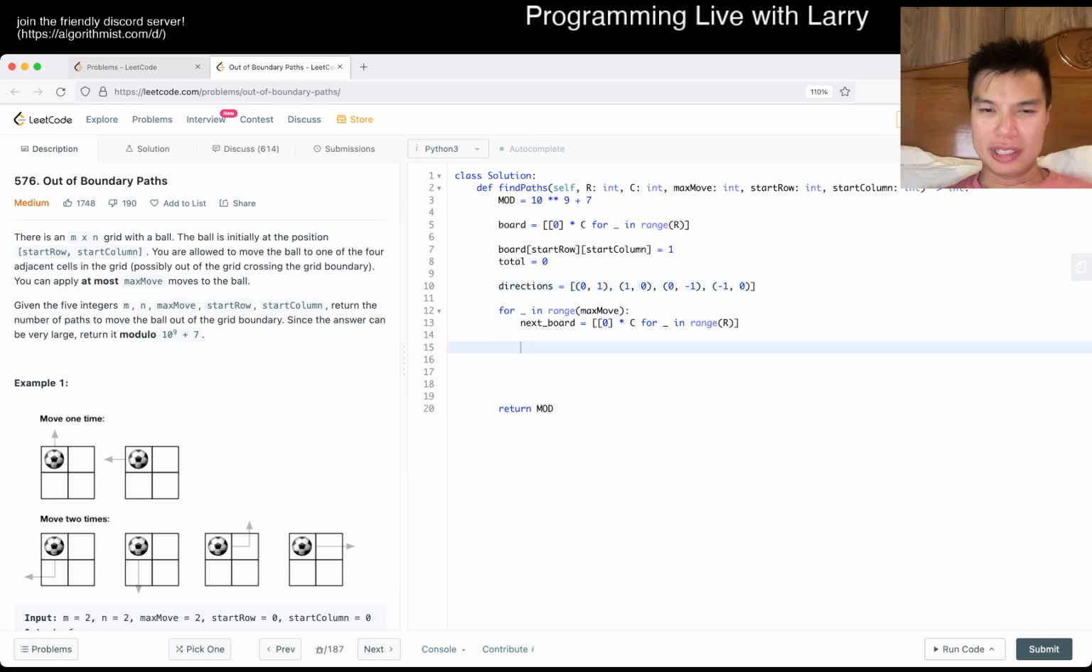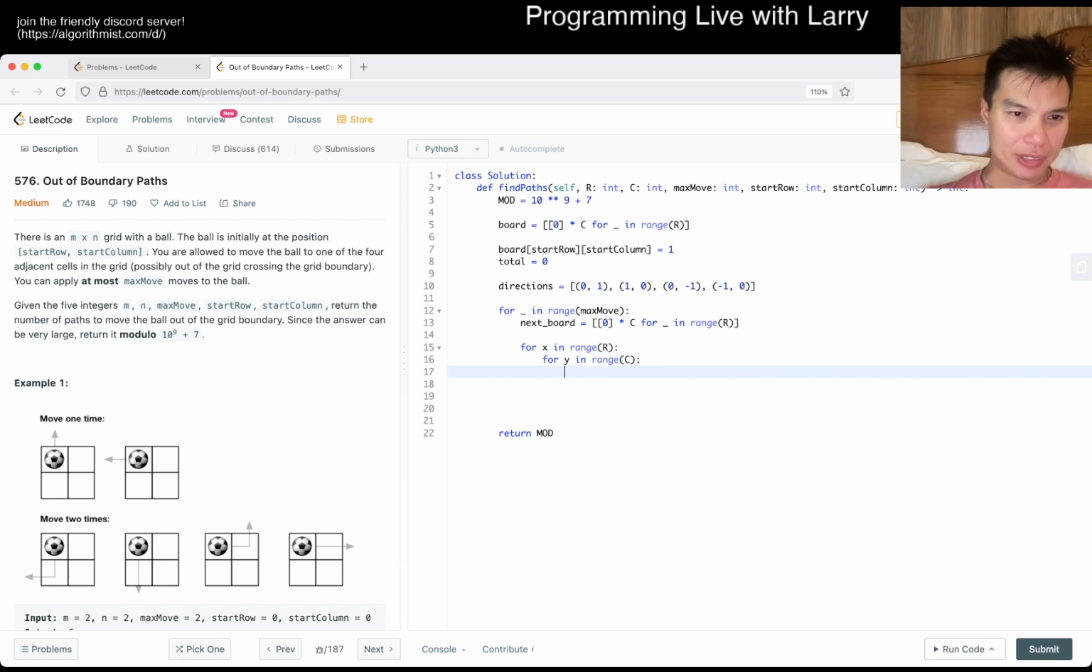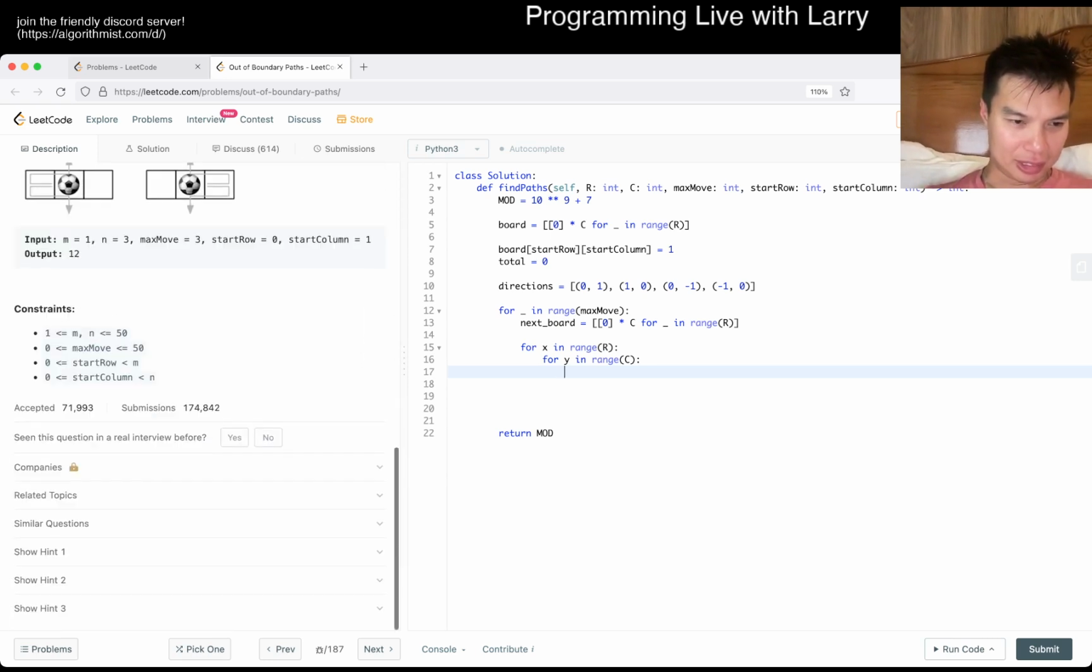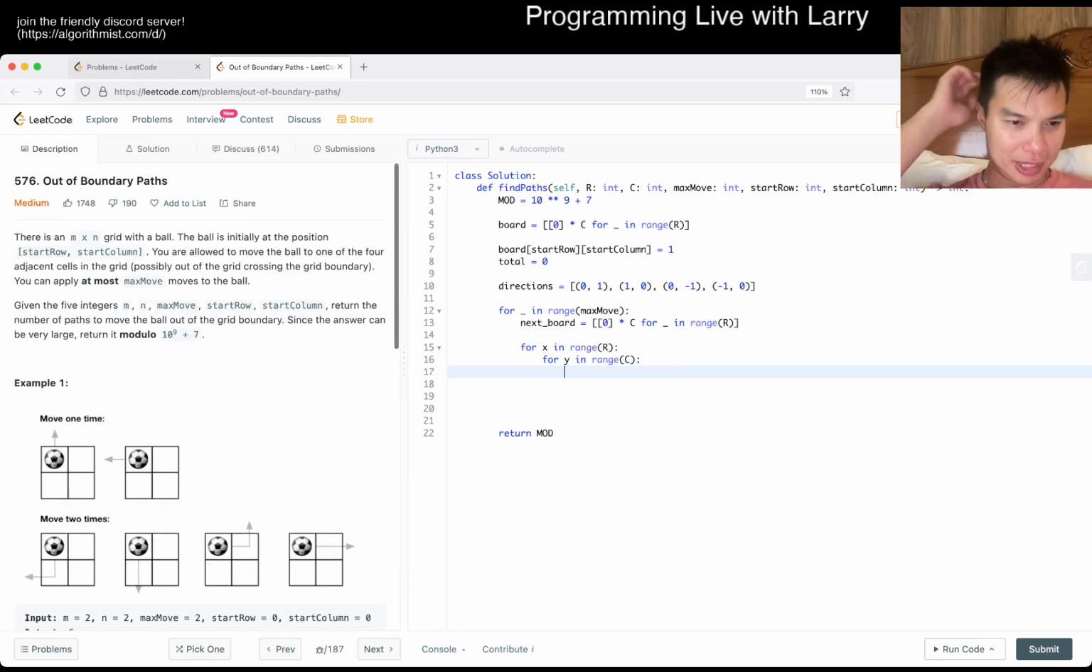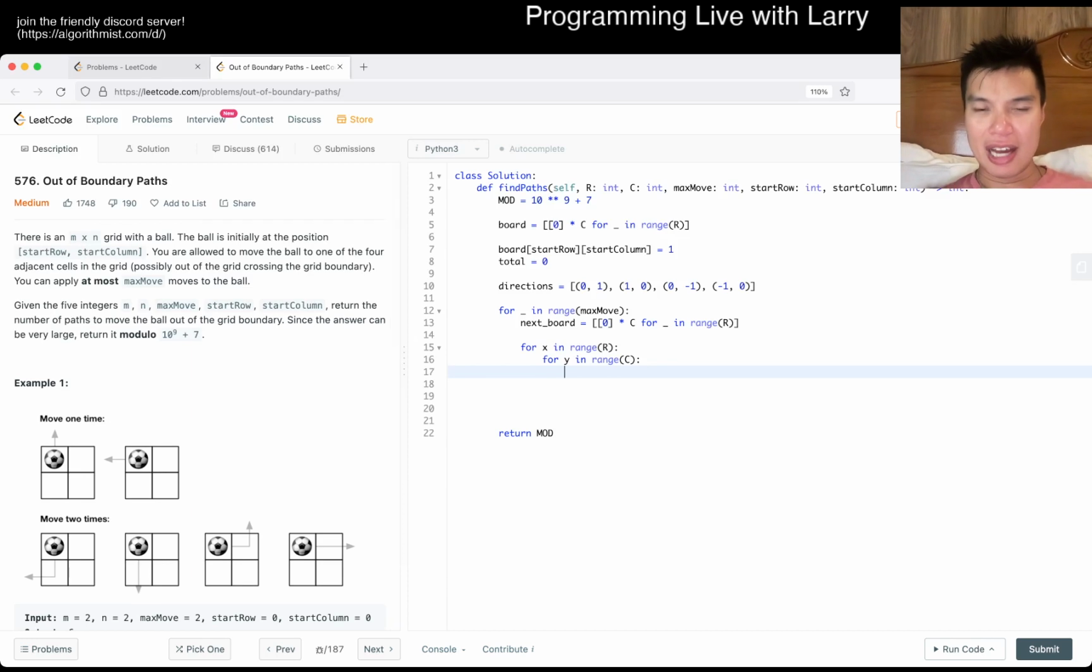And then now here we just simulate, right? For example, for x in range of R, for y in range of C. You have to always move, right? You can't just stay. Just double checking. Sometimes you can, sometimes you cannot. Okay. So then now, how do we do this? Well, yeah. So then here we want to calculate.